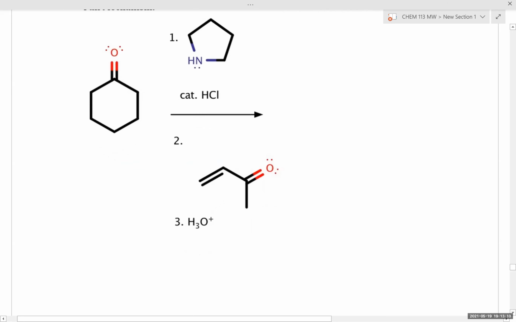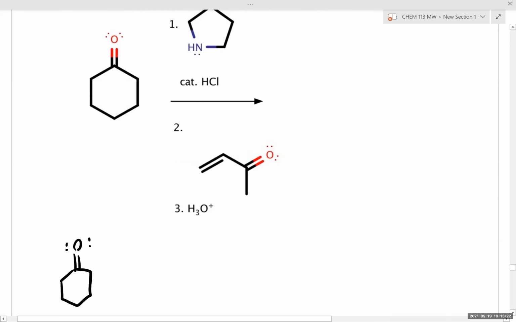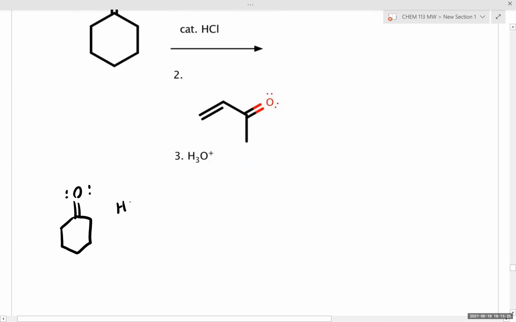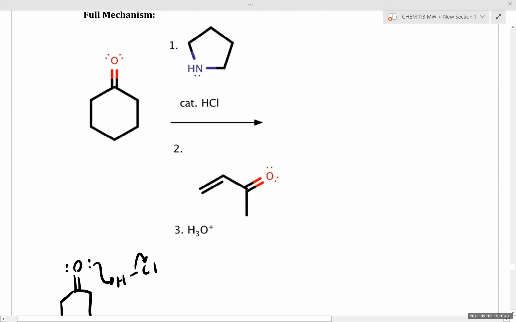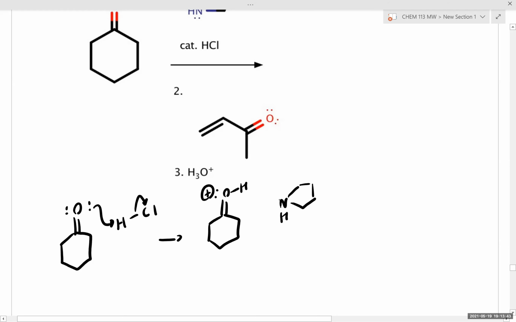And let's show the full mechanism. So just as a refresher to show how this enamine is generated, if we take cyclopentanone and treat it with catalytic hydrochloric acid and pyrrolidine, we're first going to protonate our carbonyl. From here, our nucleophilic amine will attack our carbonyl carbon, and we would form a tetrahedral intermediate.